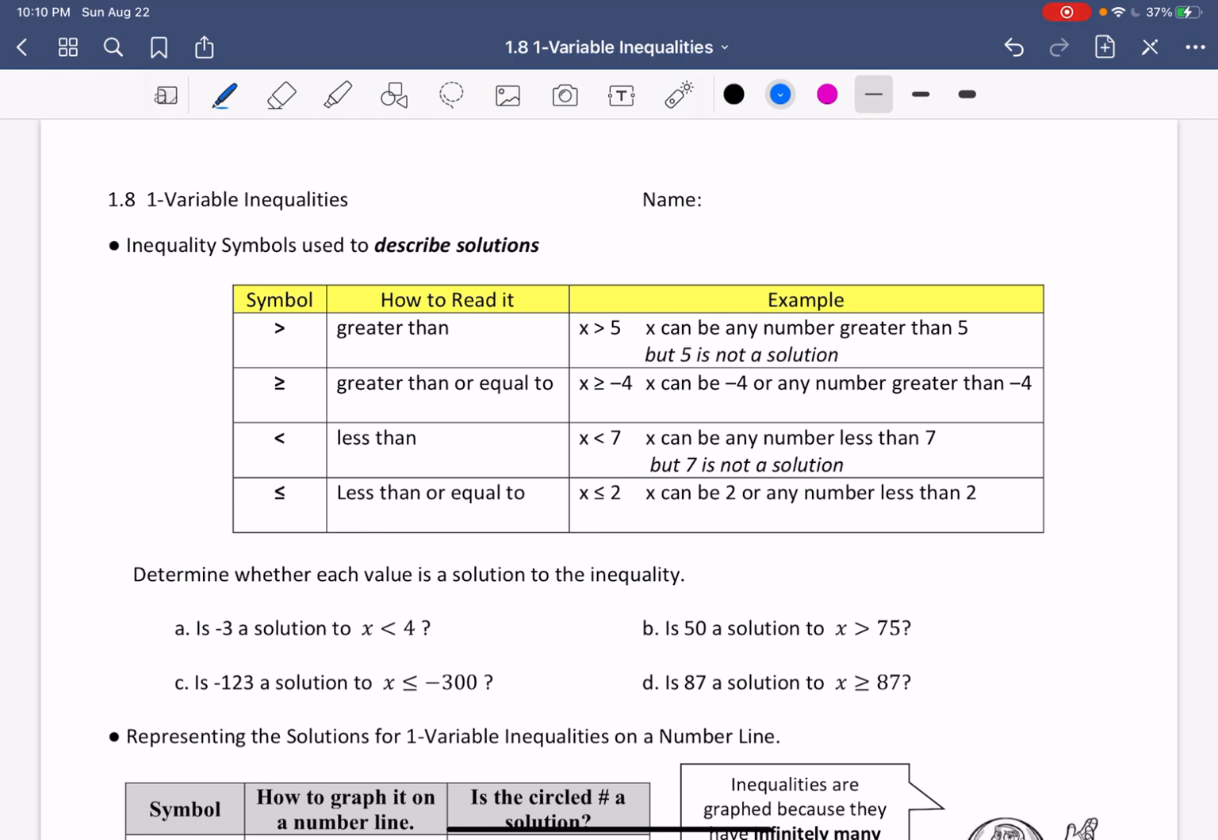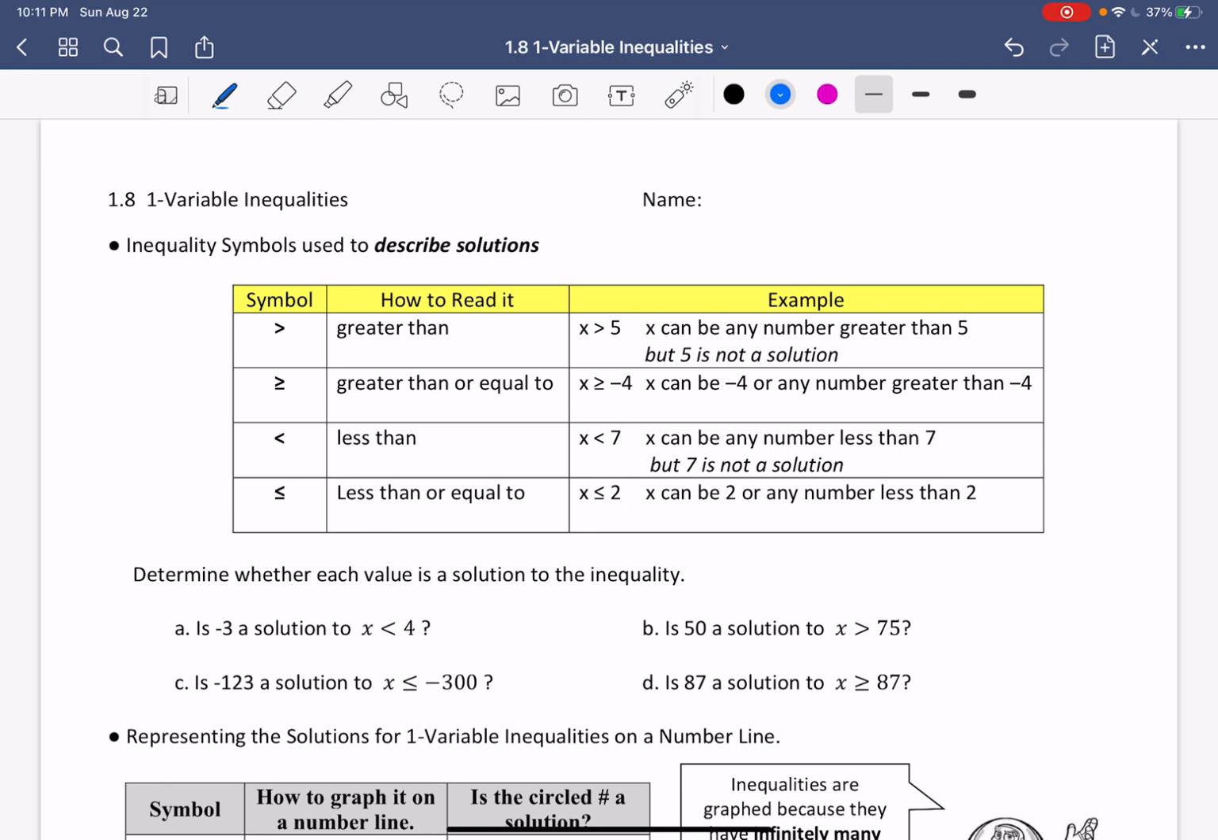Alright guys, welcome back. We are on 1.8. We're talking about one variable inequalities. So we've mentioned this, but today we're going to get into it a little bit deeper. Inequality symbols are used to describe solutions. Sometimes it's not always going to be equal to.